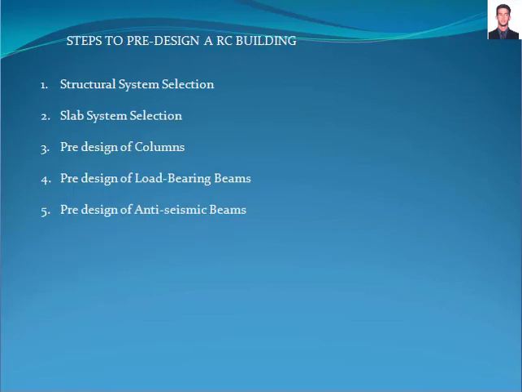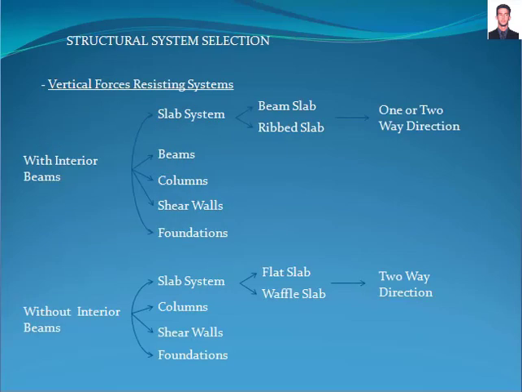After reviewing the basic steps to design reinforced concrete buildings, now we are going deeper into the steps to pre-design reinforced concrete buildings. The pre-design of reinforced concrete buildings is divided in these 5 steps: structural system selection, slab system selection, pre-design of the columns, pre-design of load-bearing beams, and pre-design of anti-seismic beams.